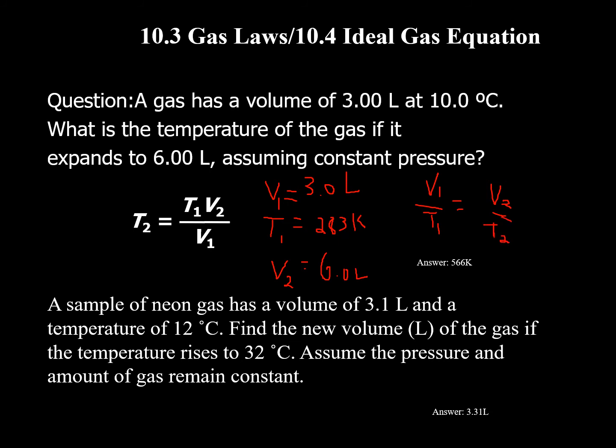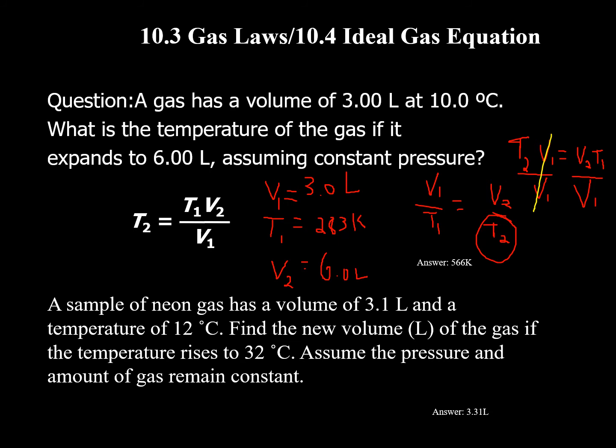If I want to isolate T2, I will cross multiply, and then I will get T2 V1 equals V2 T1. Now I want to isolate T2, so I divide both sides by V1. These will cancel, and I'm left with T2 equals V2 times T1 divided by V1. When I do the math, I get 566 Kelvin.